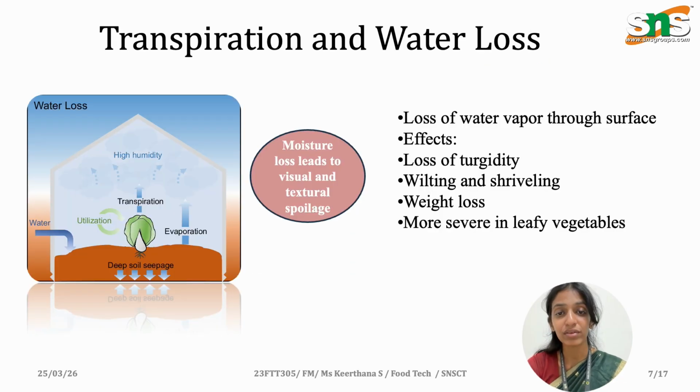And then we have transpiration and water loss. Water loss is from the surface, which results in loss of turgidity, wilting, and shriveling. For this, we can take a very good example of leafy vegetables. Moisture loss is equal to quality loss.